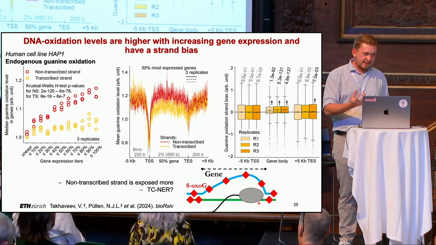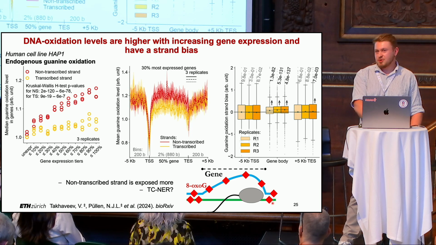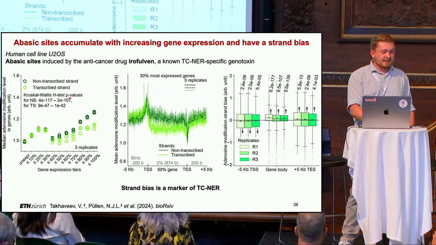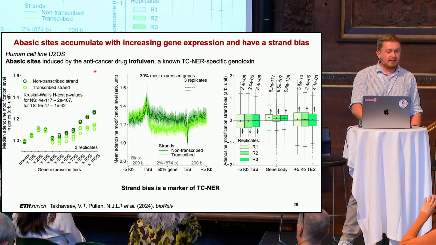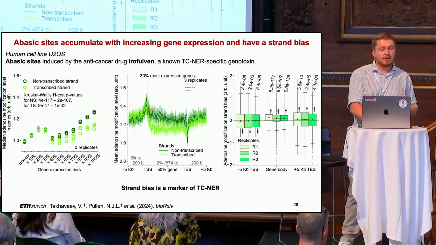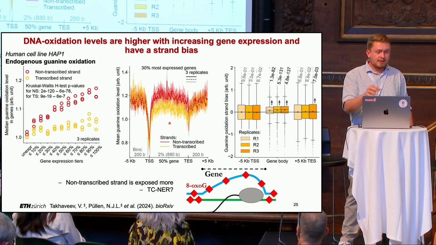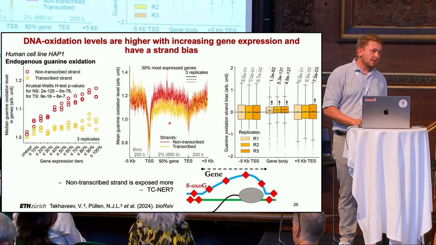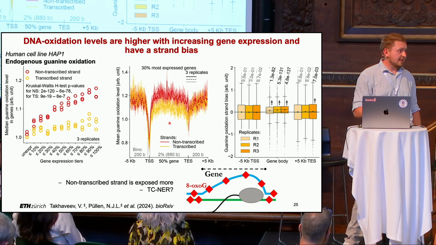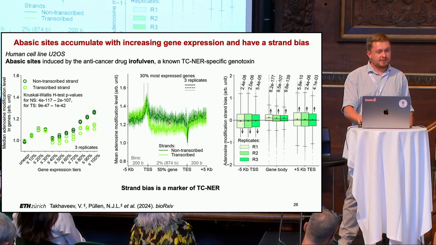An additional idea may be that the 8-oxoguanine is repaired in a transcription-coupled way. And indeed, when we mapped abasic sites induced by a known TC-NER-specific drug, irofulven, we also see a very similar strand bias. So this indicates that the guanine oxidation may also be, or our data may indicate that 8-oxo-G is repaired by TC-NER, which is an emerging view in the DNA repair field.